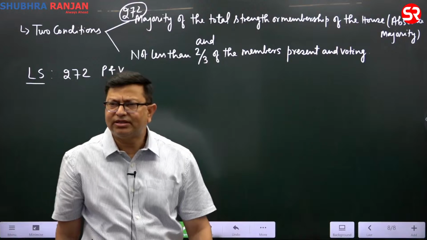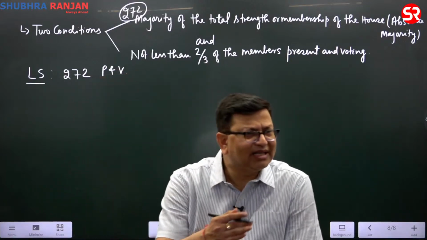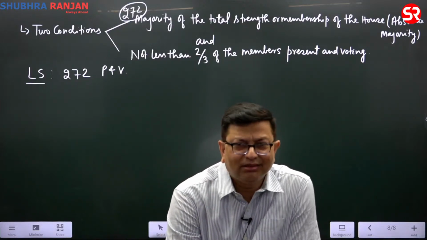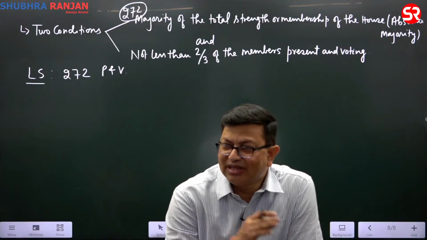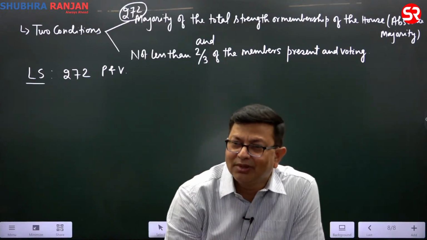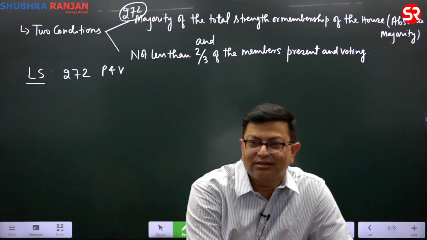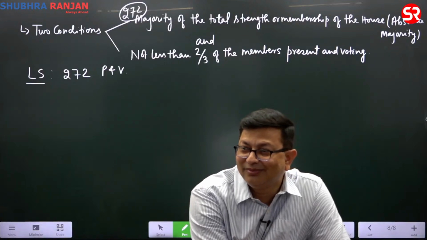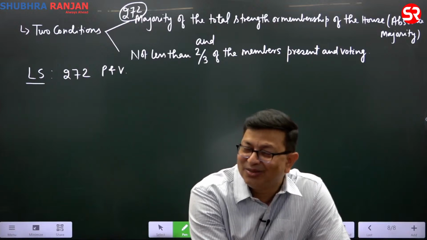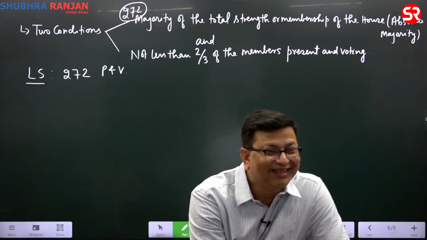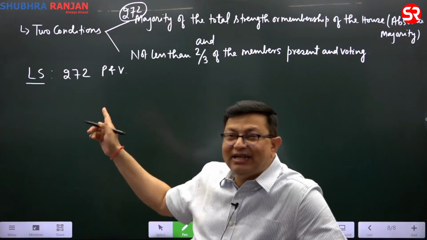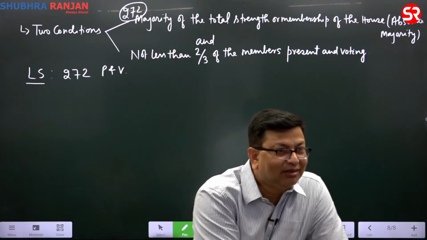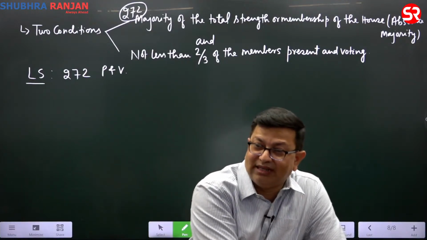Not only this, another situation I will give you. Suppose 272 members are present as well as voting. Then what will be the number required? 272 members are present and voting. A bill requires these two conditions. How many members should vote in favor of the bill? Think and answer. You require both these conditions.